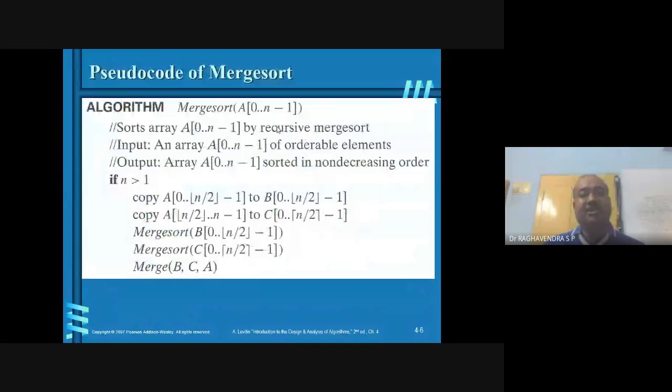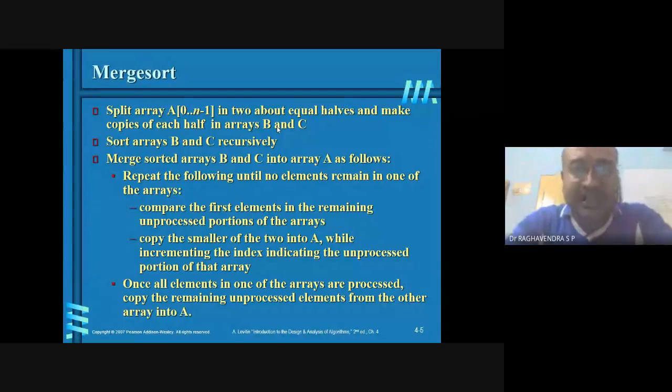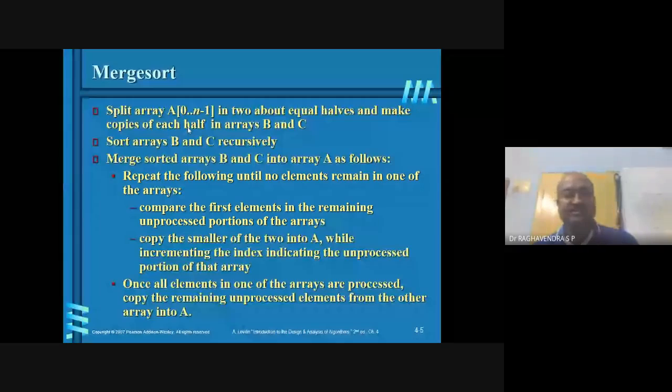Sort arrays B and C recursively. Separately sort both the first part and the second part recursively. Then merge the sorted arrays B and C into array A. You combine the B and C arrays into A, and repeat the following until no elements remain in one of the arrays. You continue to repeat this process until all the elements are processed.